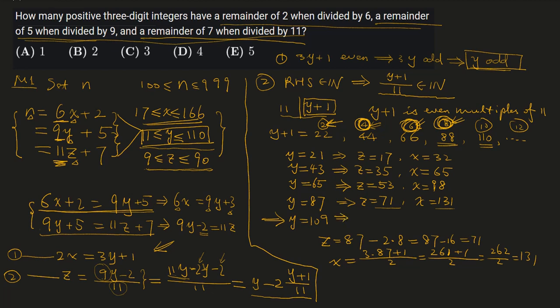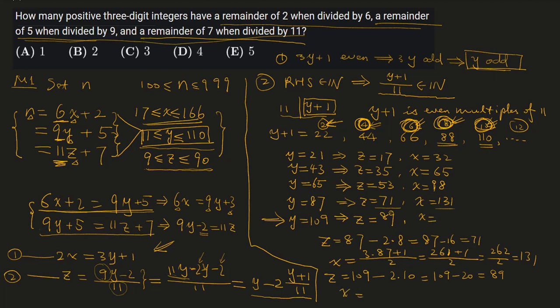So this implies z equals what? Z equals 109 minus 2 times, and this is for 10 times, right? So 2 times 10. That is 109 minus 20, which is 89. Therefore, z equals 89. How about x?